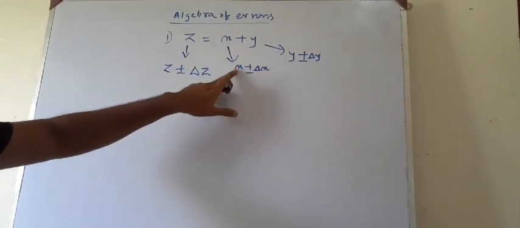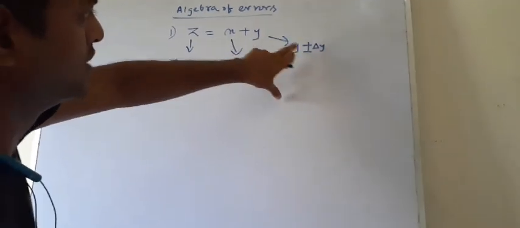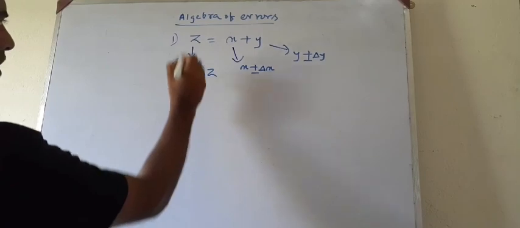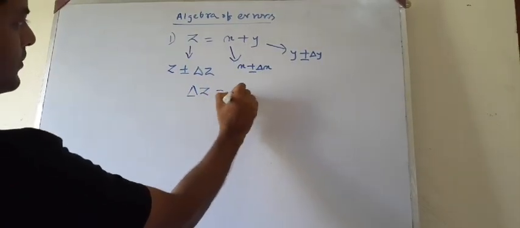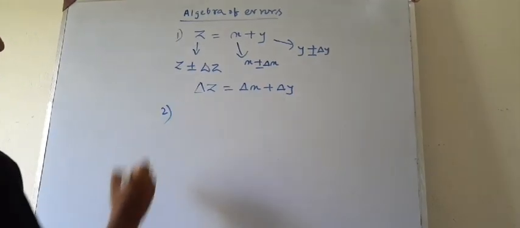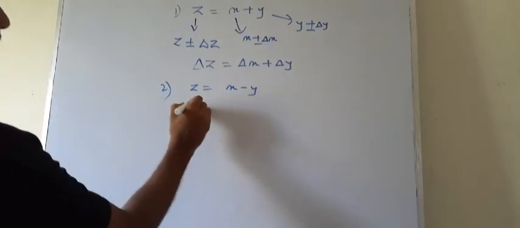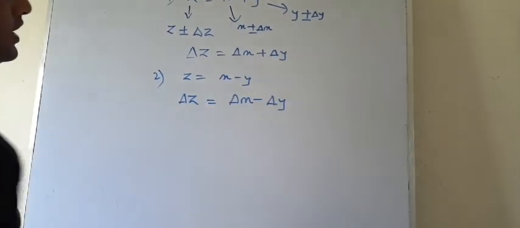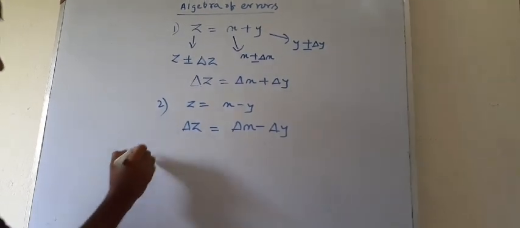So the absolute value of x is x and the absolute error in estimating x is delta x. The absolute value of y is y and the absolute error in estimating the value of y is delta y. Then if z equals x plus y, then delta z will be delta x plus delta y. Similarly, if z equals x minus y, then delta z will be delta x plus delta y. So we will solve a problem on this.